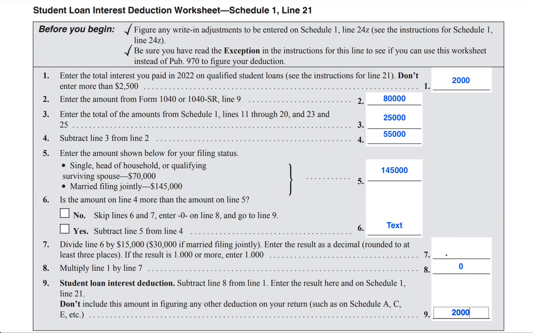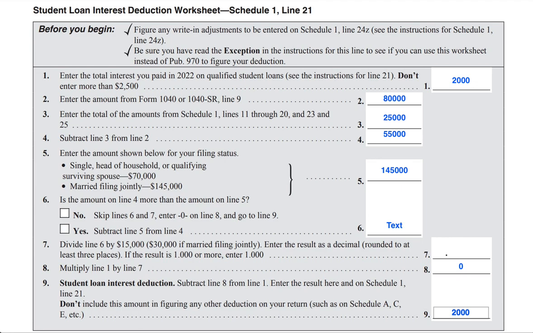So from the form instructions, a couple of criteria. First, you must have paid student loan interest during the course of the year. It could be for yourself, or it could be for a family member such as your spouse or one of your dependent children. You can be any status except for married filing separately.